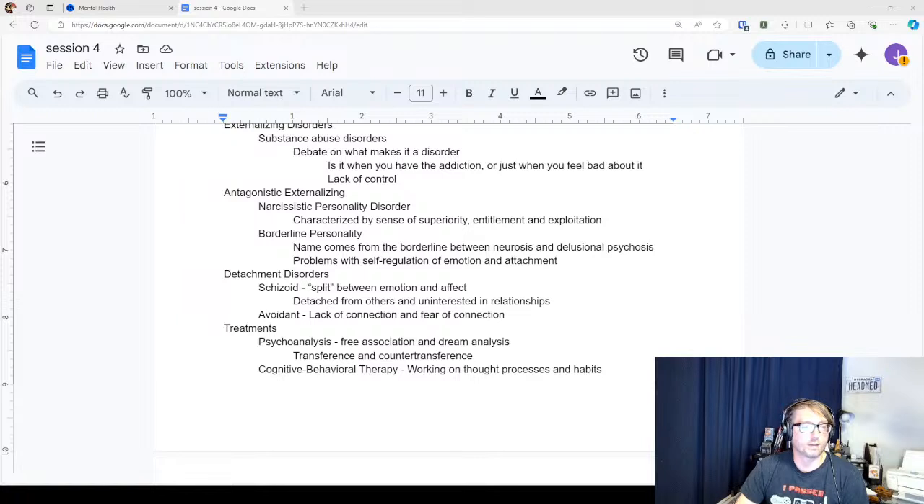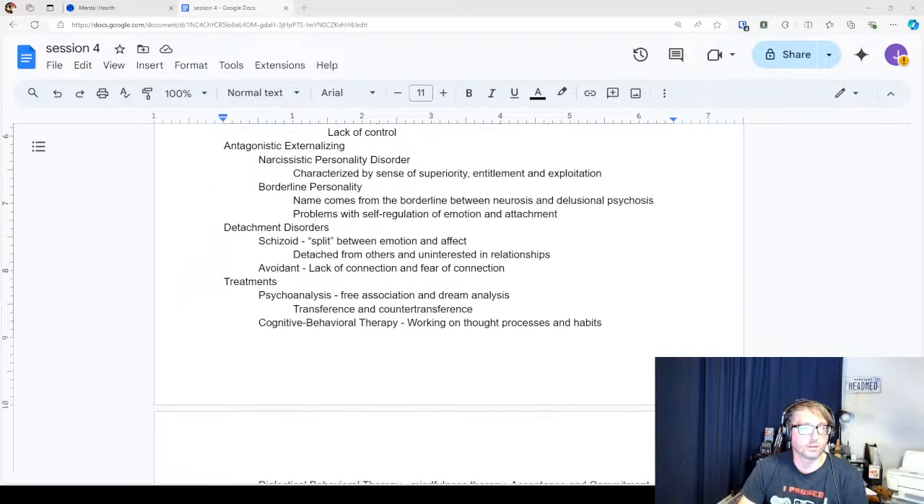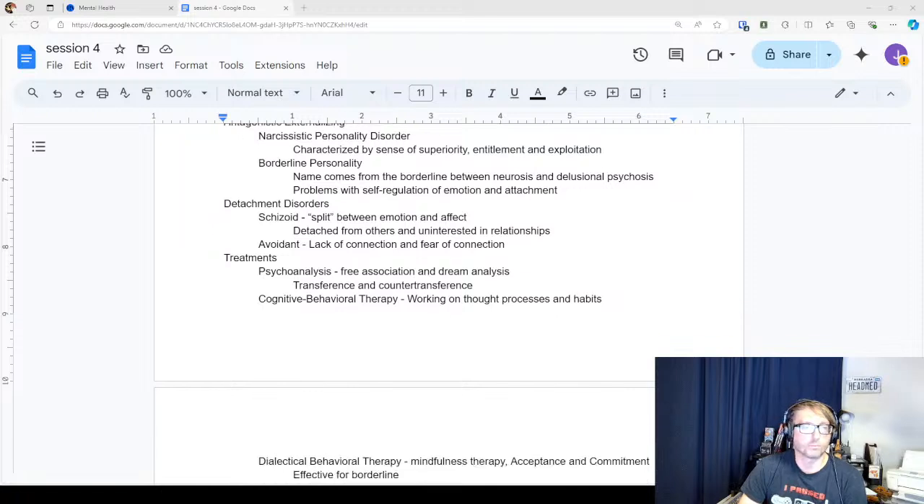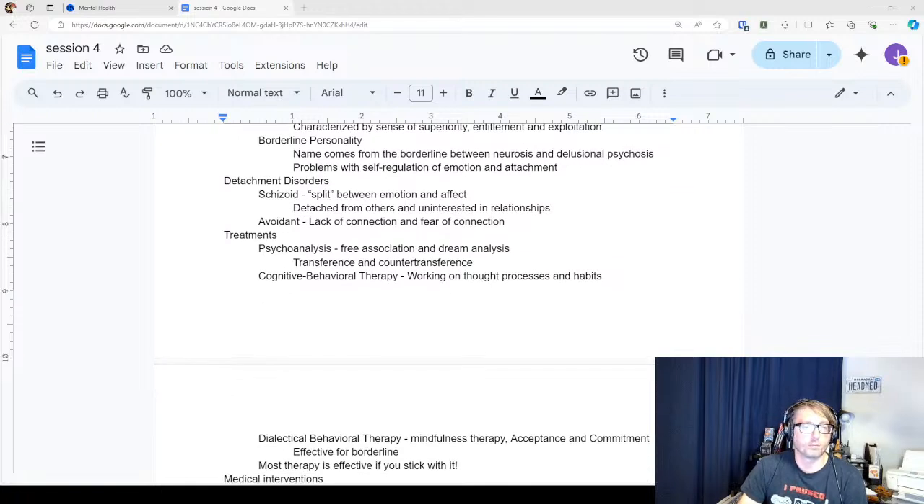So we have our detachment disorders, which is something like schizoid disorder, where there's a split between someone's emotions and their emotional affect, is that how you say it? People who are detached from others and uninterested in relationships with others, unless they might be close to their parents, but that's it. So then we have our avoidant disorder, which has a lack of connection, and it's usually because of a fear of connection. They would connect if they were not afraid to connect, and so they do not connect with other people.